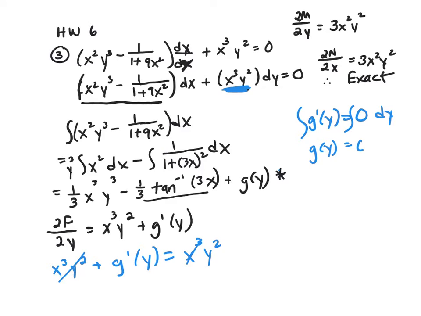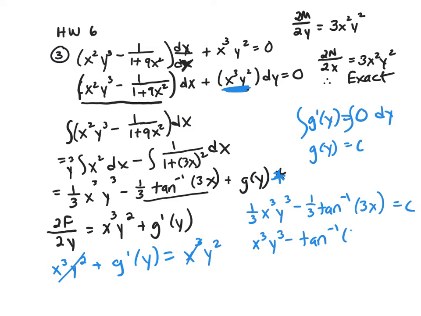So go back to this line here. Maybe my answer is 1/3 x cubed y cubed minus 1/3 inverse tan of 3x equals c. But remember, I've asked you to clear your fractions. That's x cubed y cubed minus inverse tan of 3x equals 3c, but 3c is still a constant. So there's my answer.